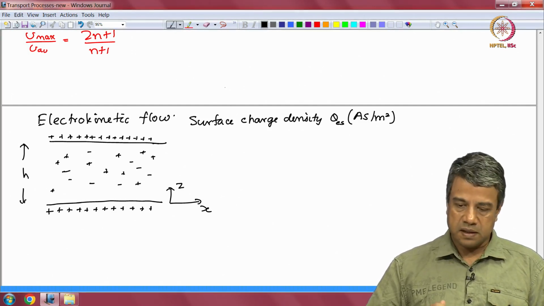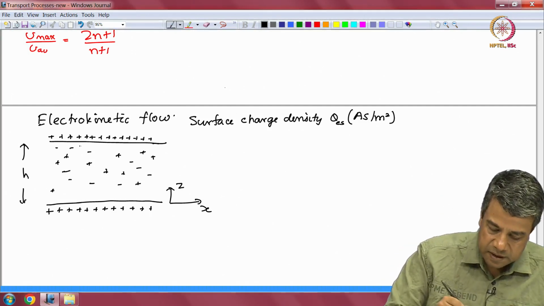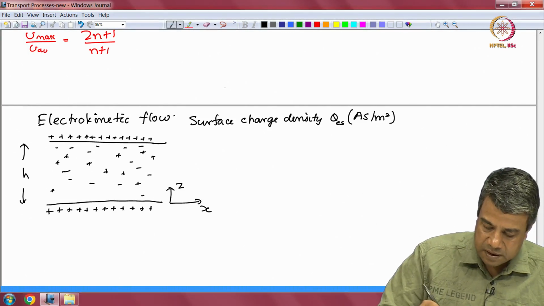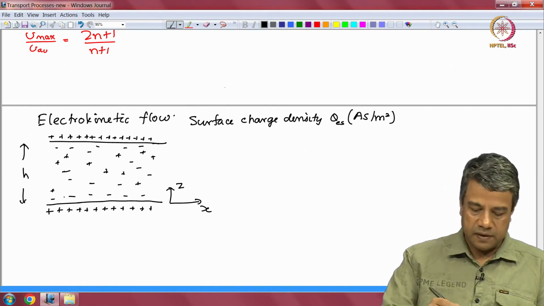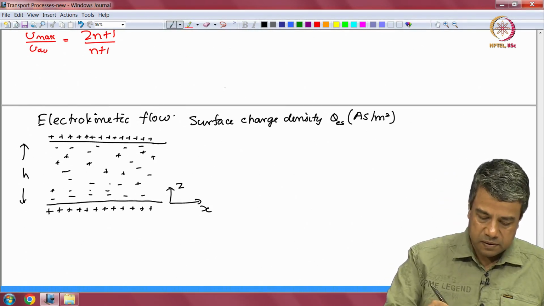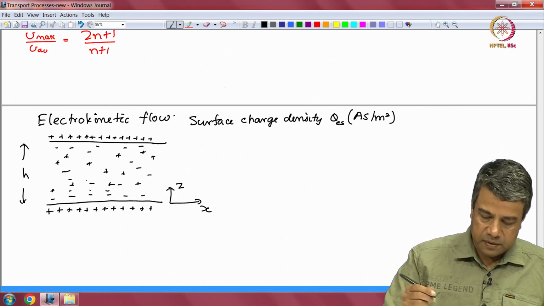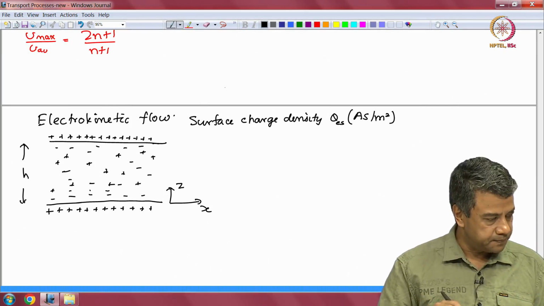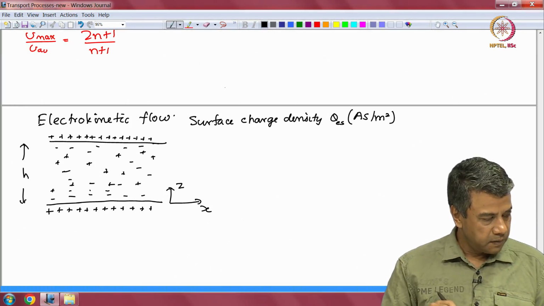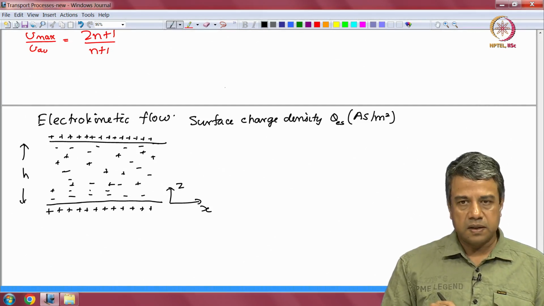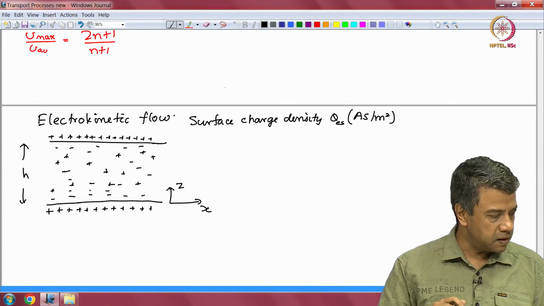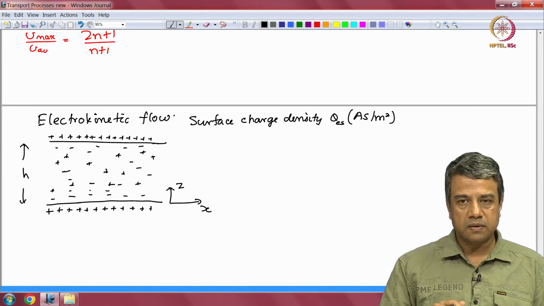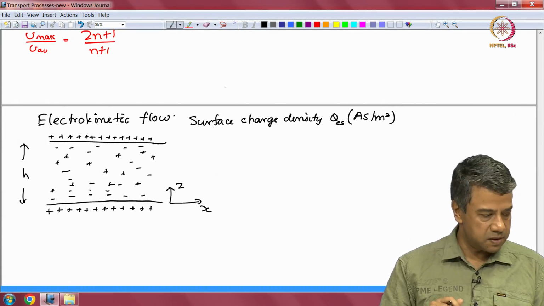Because the surface is charged, there is going to be a greater concentration of negative ions close to the surface, which are attracted by the positive charge of the surface. There will be a greater number of negative ions closer to the surface because of the positive charge of the surface. And this localization of ions is called an electrical double layer, that is restricted to a thin region close to the surface.